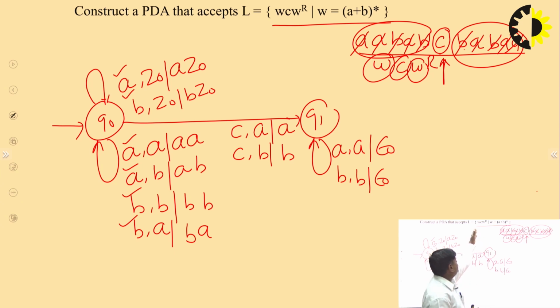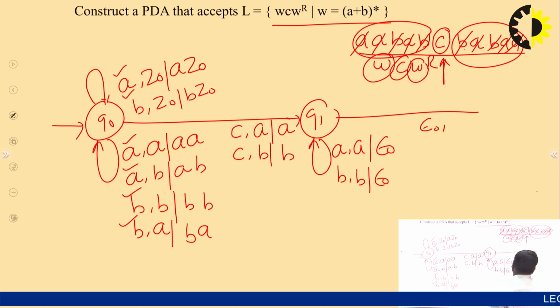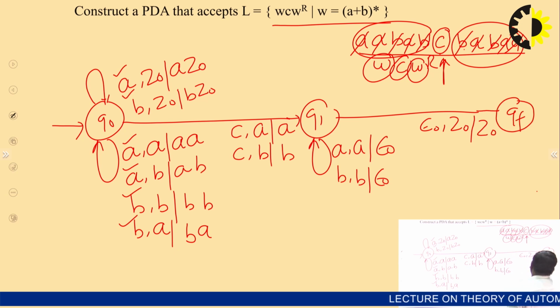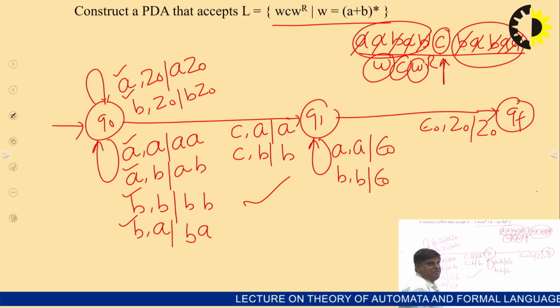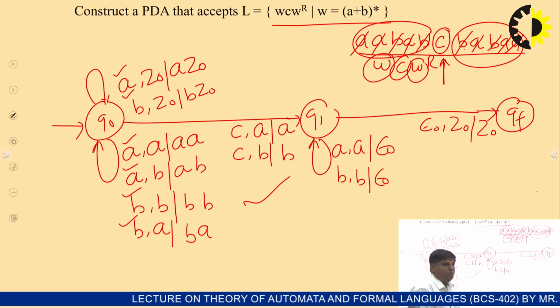This language WCWR is accepted by the PDA. And what is the next state? Null and Z naught, and here is Z naught. And now that is the Q final state. This is the final solution for this given language, and this problem is most important.